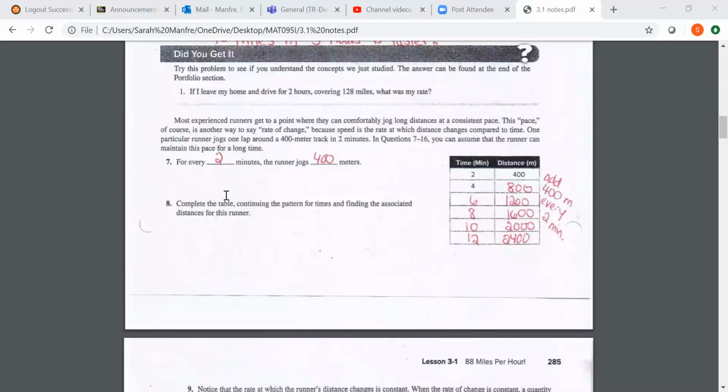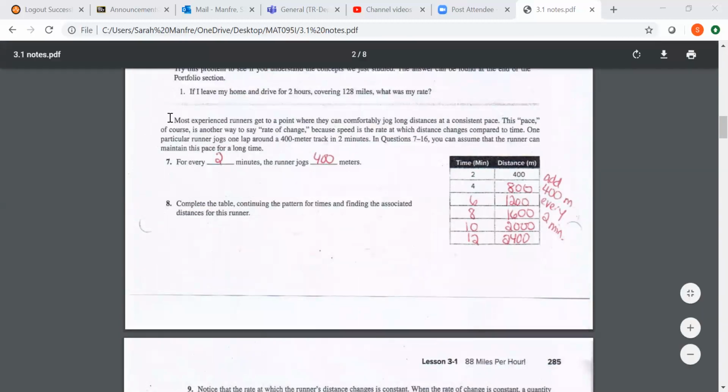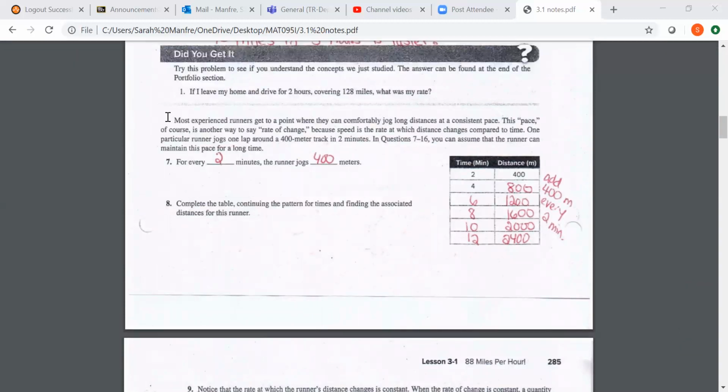Now, questions 7 and 8, we're going to use this table over here, which is using this paragraph. It says most experienced runners get to a point where they can comfortably jog long distance at a consistent pace. This pace is another way to say rate of change, because speed is the rate at which distance changes compared to time. So one runner jogs around a 400-meter track in 2 minutes. So let's use that number.